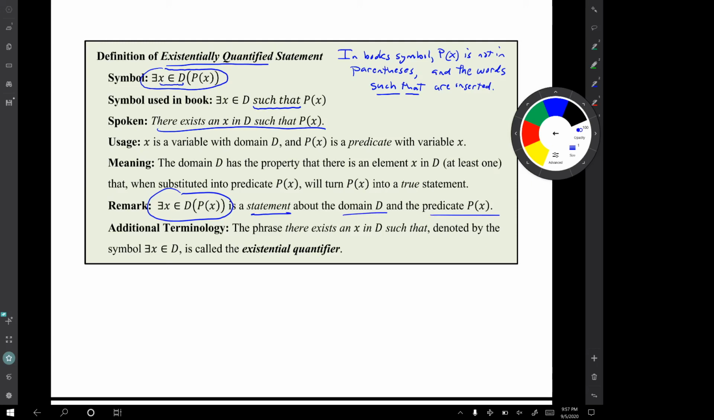And some more additional terminology. This phrase, there exists an x in D such that, denoted by this symbol, is called the existential quantifier.